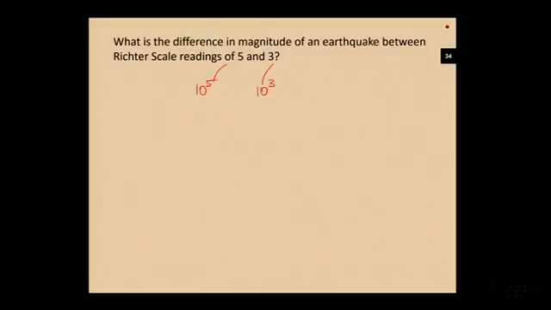And when you want to know what the difference in magnitude is, you do a division. So it's 10 to the 5 divided by 10 to the 3. All right, you get 10 squared if you want to use your actual indices work. So it would be 100 times stronger.